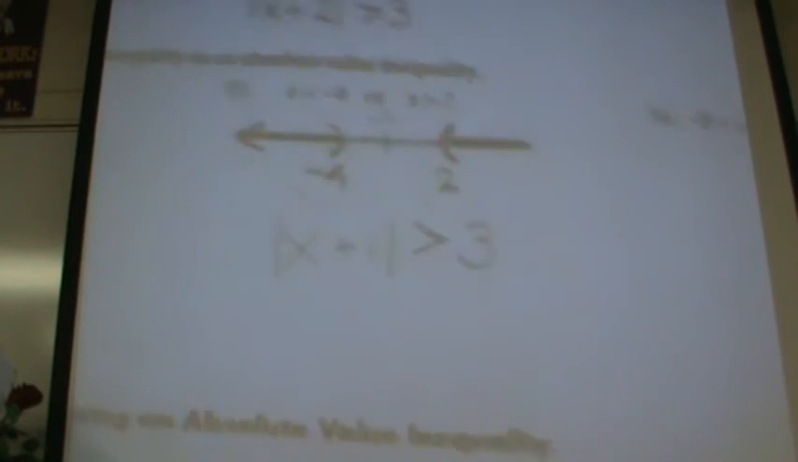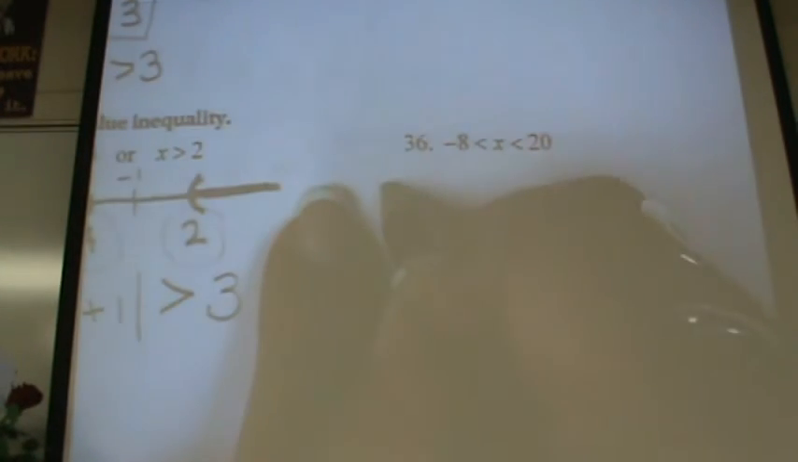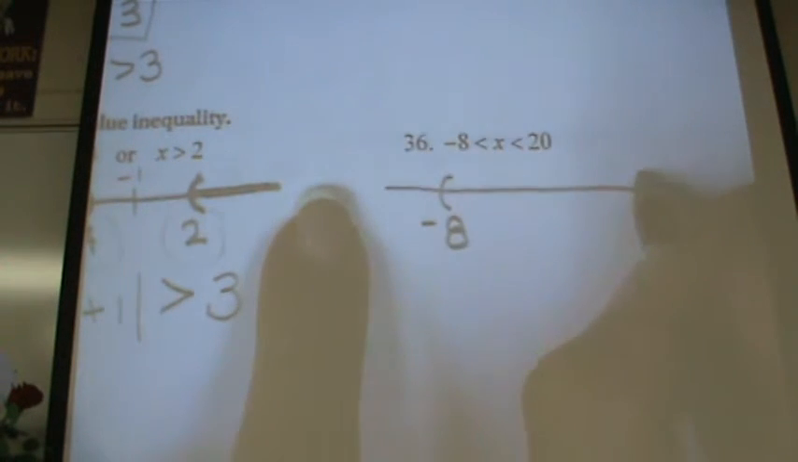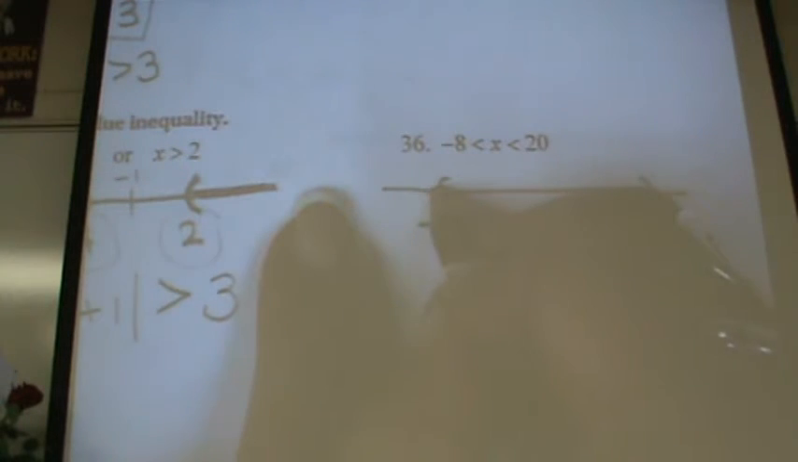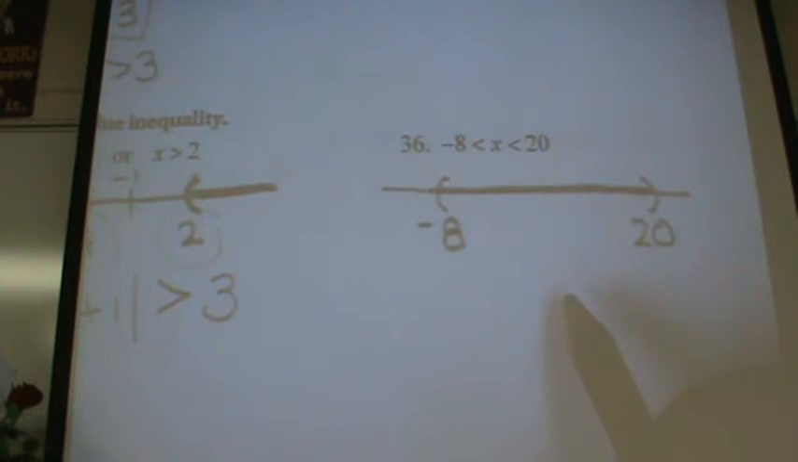We might as well do 36 too. What does this thing look like? Well, we got negative 8, and we've got a 20 here. Can you tell me what the halfway number is? It is 6. Everyone got that? 6 is halfway, add these up, divide by 2. So what are you gonna write? X minus 6.